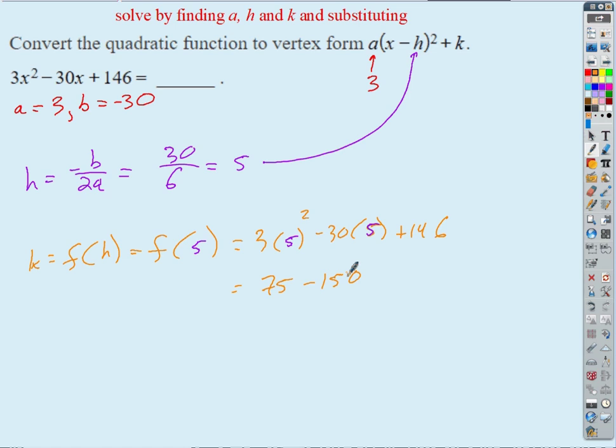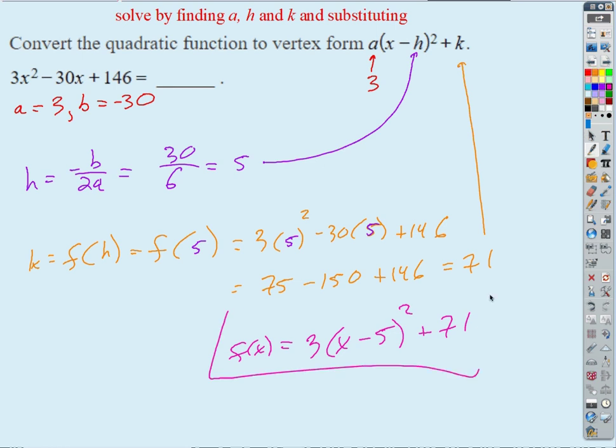negative 150, plus 146. Well, negative 150 plus 146 is negative 4, plus 75, 71. I got it, right? So my answer then, if I plug all that stuff in, I should just get f of x equals 3 times x minus 5 squared plus 71. Yeah, we did. I mean, we've done stuff like this already. We're just pulling in some parts that we already had in a different context, right?